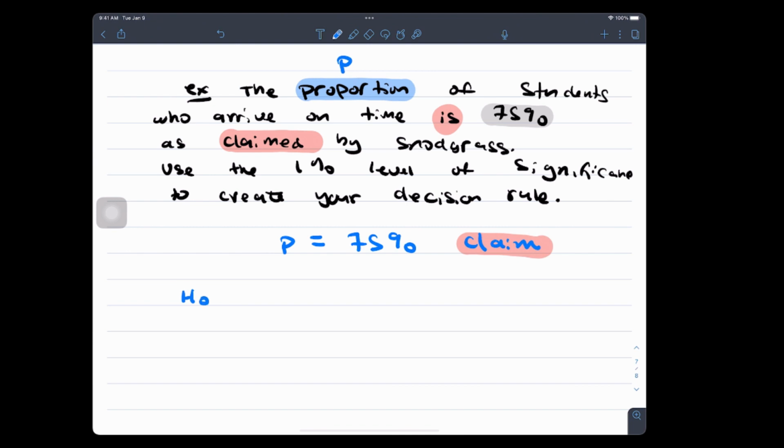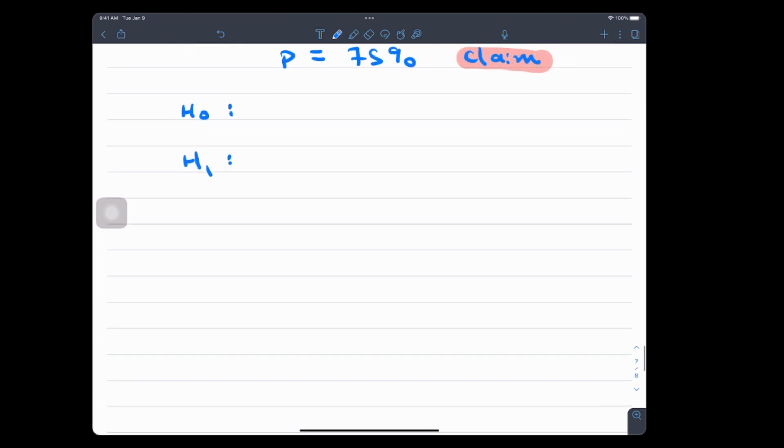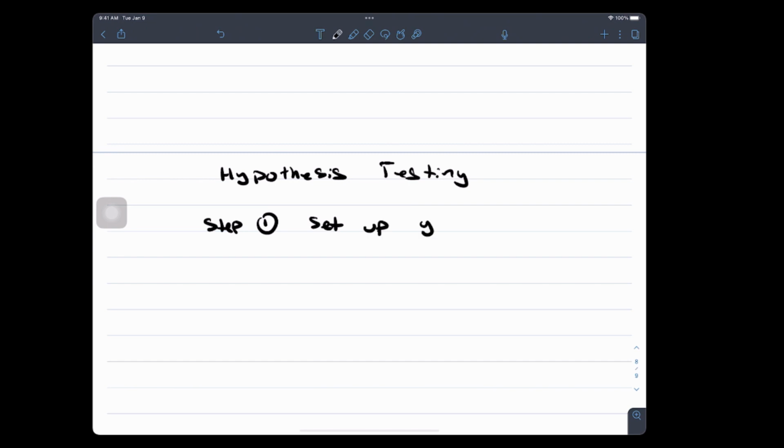Okay, so, ladies and gentlemen, here's the deal now. Where do you put that claim? Because we've got to set up the hypothesis. So I want you guys to note in your procedure here, and I kind of wanted to write this down, I'm going to put it over here. Hypothesis testing, step number what? 1. Set up your hypotheses. And that's when you write down the H0 and the H1. Okay?